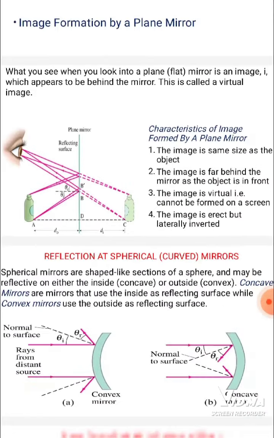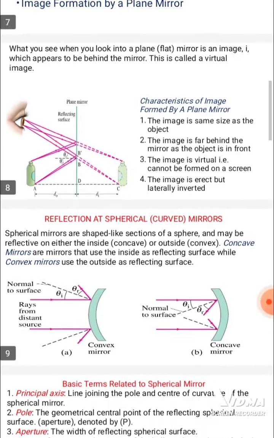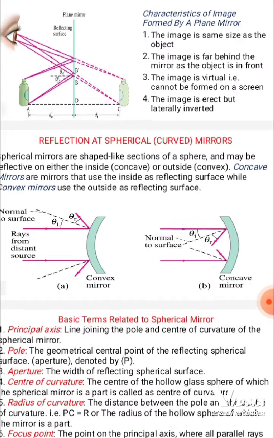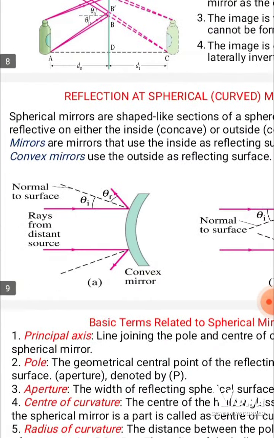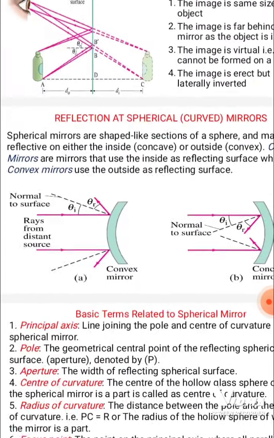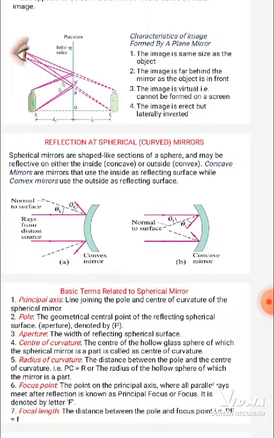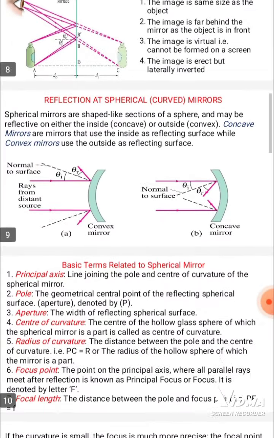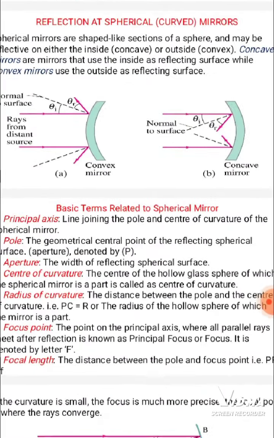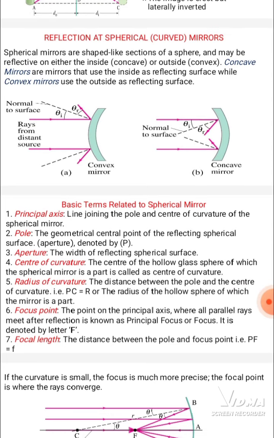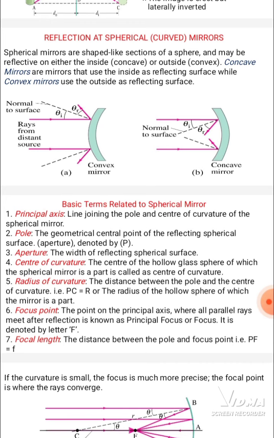Then that takes us to reflection at spherical or curved surfaces or mirrors. Spherical mirrors are shaped like sections of a sphere and may be reflective on either side of the mirror. In the case of a concave mirror, the reflective side is inside. Then in the case of a convex mirror, the reflective side is outside.